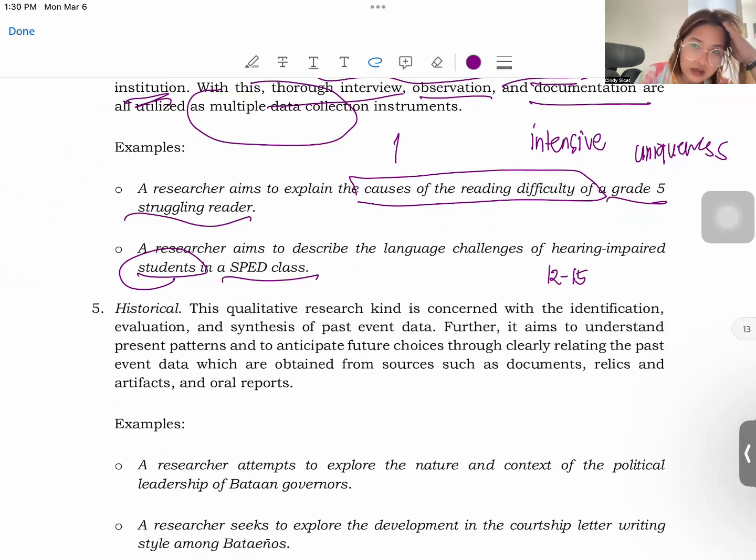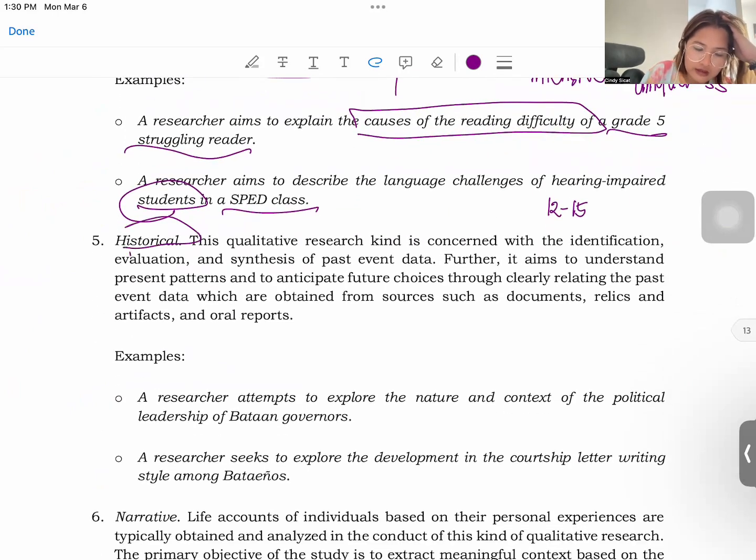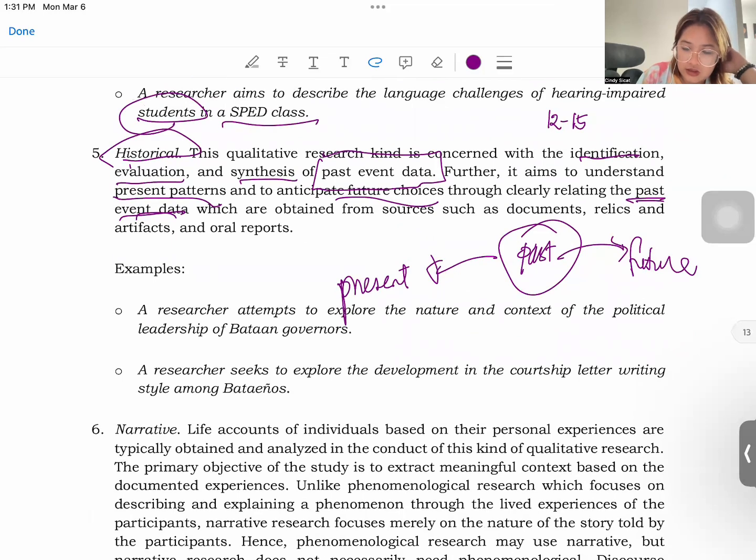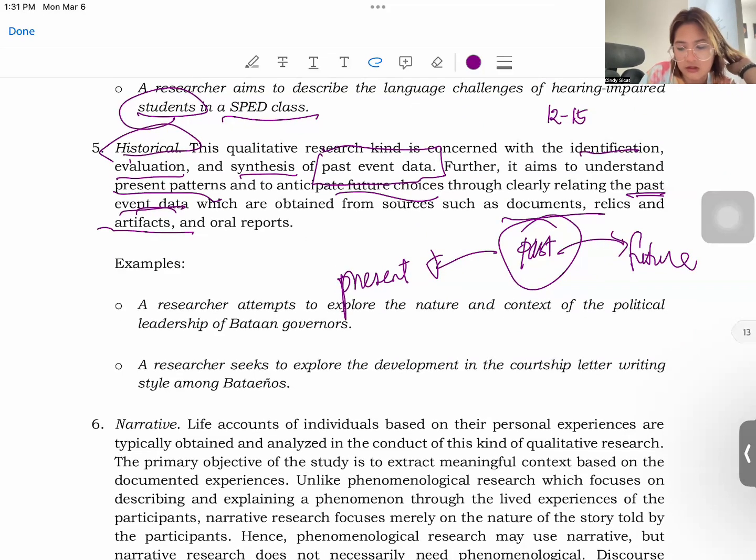Moving to historical, from the word itself, history. It deals with the identification, evaluation, and synthesis of past event data. Okay? Further, it aims to understand present patterns and anticipate future choices. So as we know, the past really has something to say about the future, and impacts the present. Okay? So, yun din yung isa sa mga reason bakit natin ito nag-aaralan. Clearly relating past event data which are obtained from sources such as documents, relics, artifacts, and oral reports.